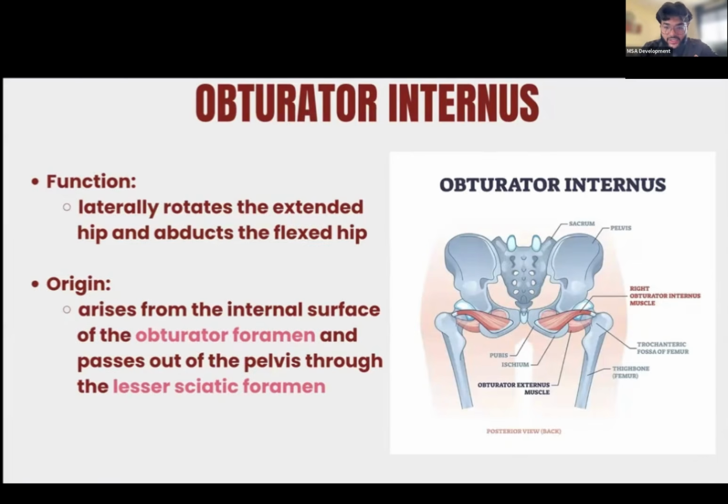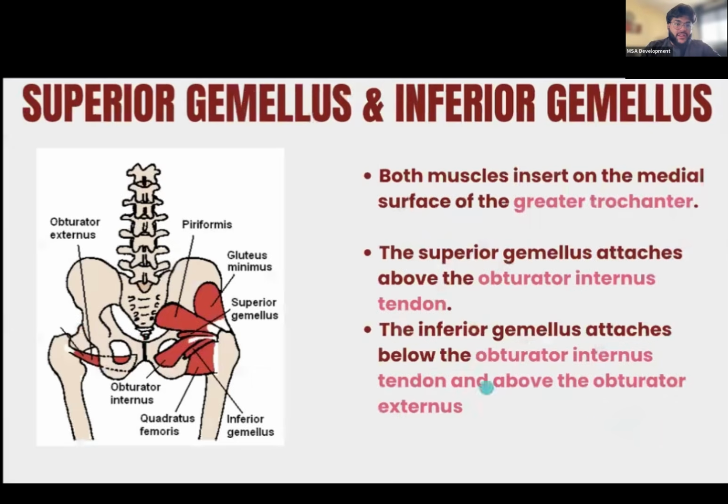The muscle passes out of the pelvis through the lesser sciatic foramen, and its function is to laterally rotate the extended hip and abduct the flexed hip. So the function of the piriformis and the obturator internus is the same thing. They both laterally rotate the extended hip, and they abduct the flexed hip. Make sure to remember they both have the same function.